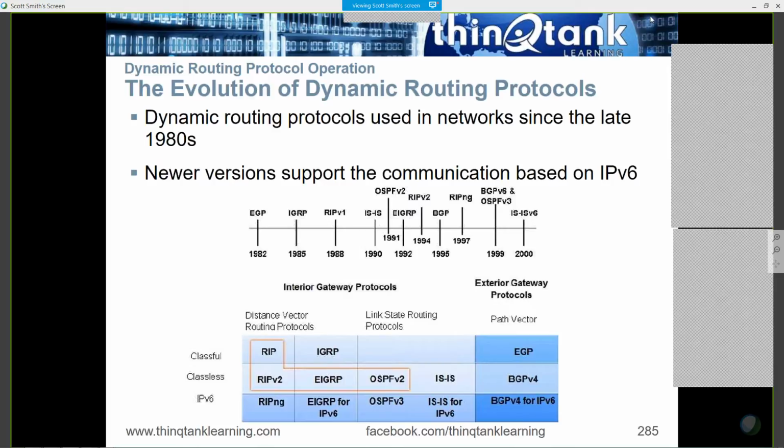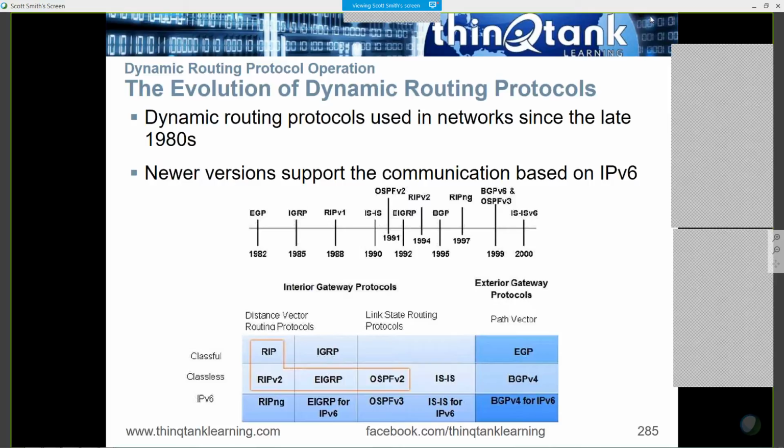You'll also see in the columns, we have two major columns, interior versus exterior. What is the difference between an interior protocol and an exterior protocol? Any ideas? What is an exterior protocol? Where is an exterior protocol used? On the internet. On the internet, right. Exterior protocols are used to route between autonomous systems, between enterprise networks. Interior routing protocols are used to route within your autonomous system or within your enterprise network.